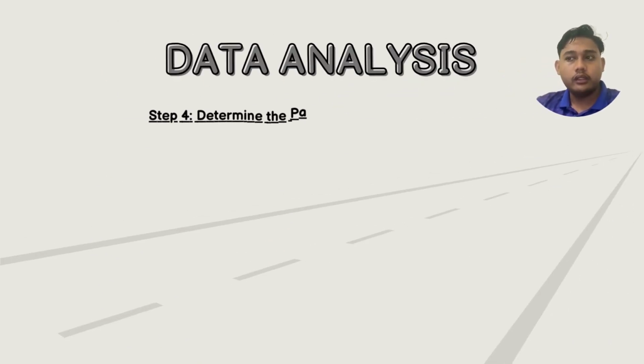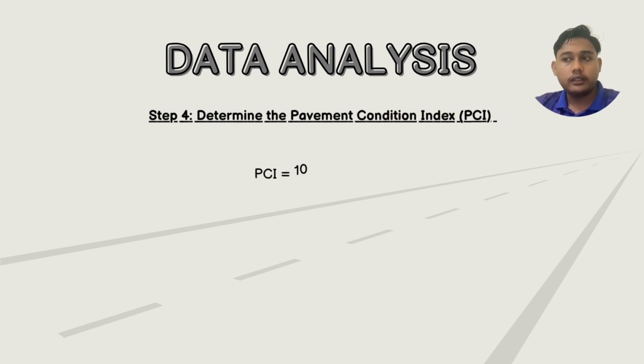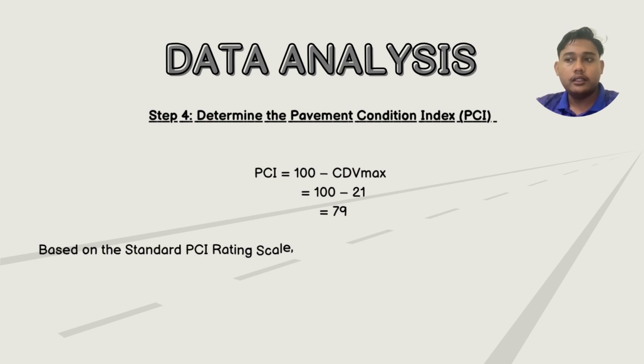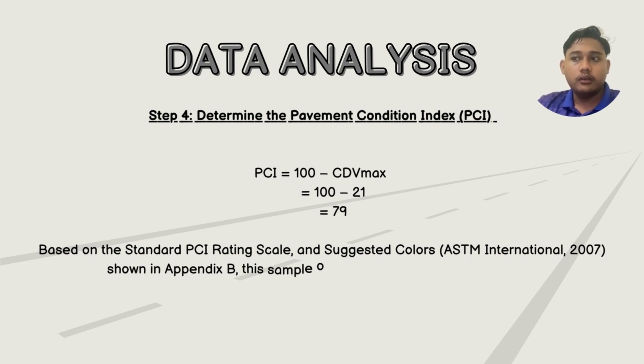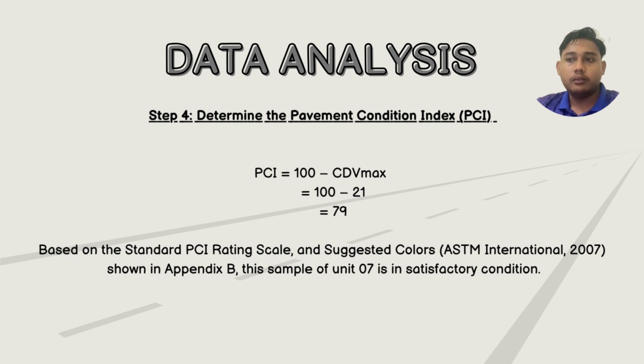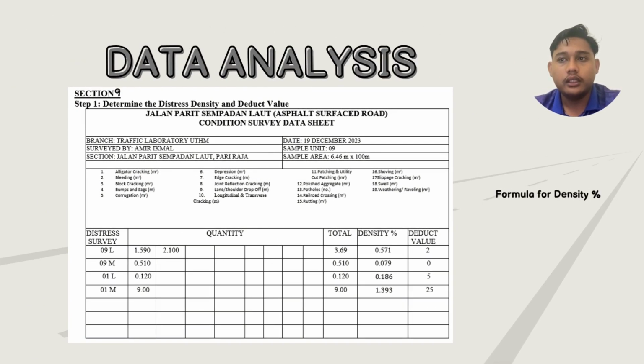Step 4: determine the pavement condition index. The formula for the pavement condition index is 100 minus the maximum correction deduct value. The maximum correction deduct value is 21, so the answer is 79. Based on the standard PCI rating scale and suggested colors shown in Appendix B, the sample of unit 7 is in satisfactory condition. So for section 9, step 1 is to determine the distress density and deduct value.